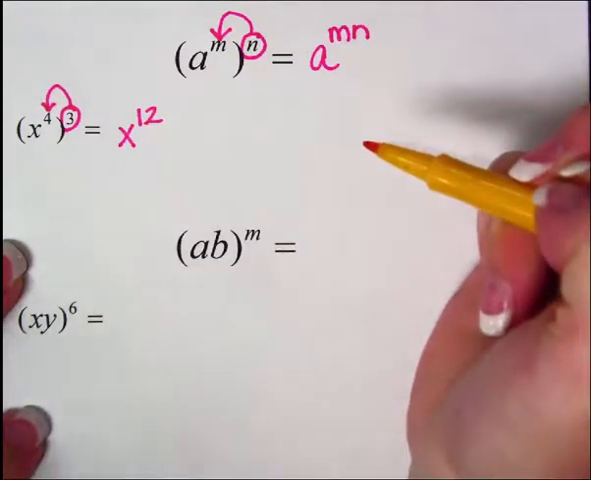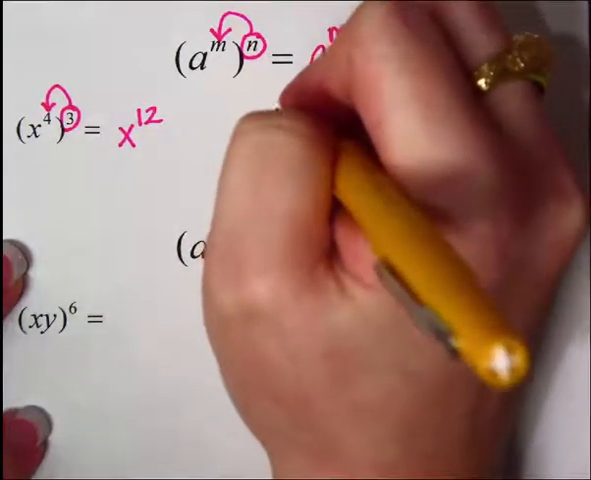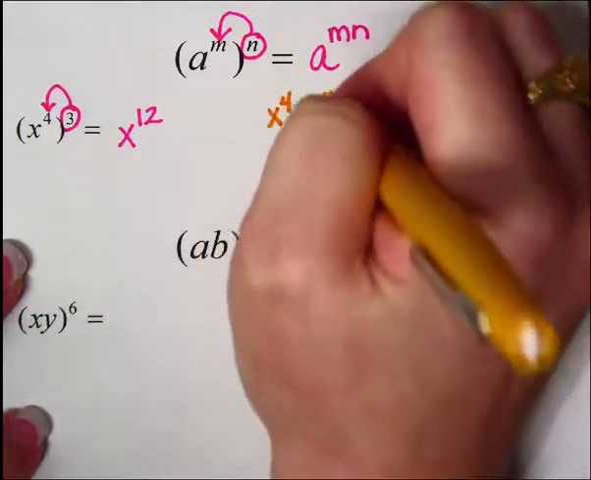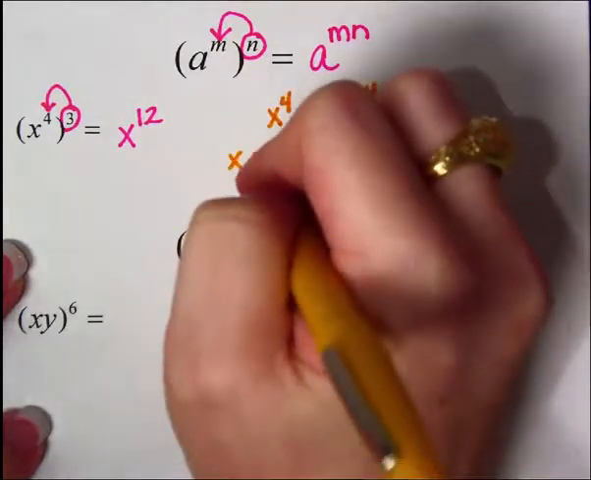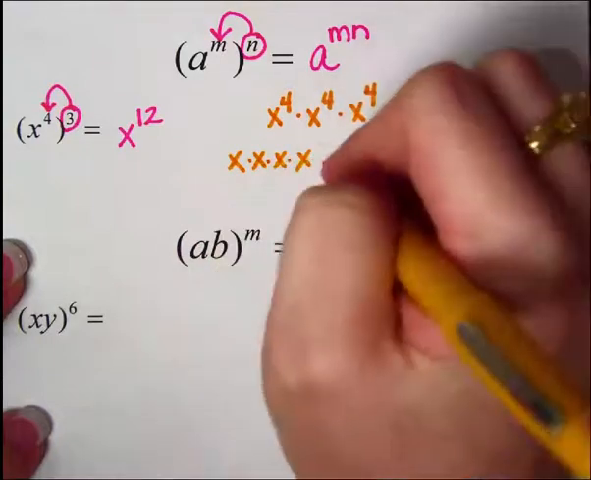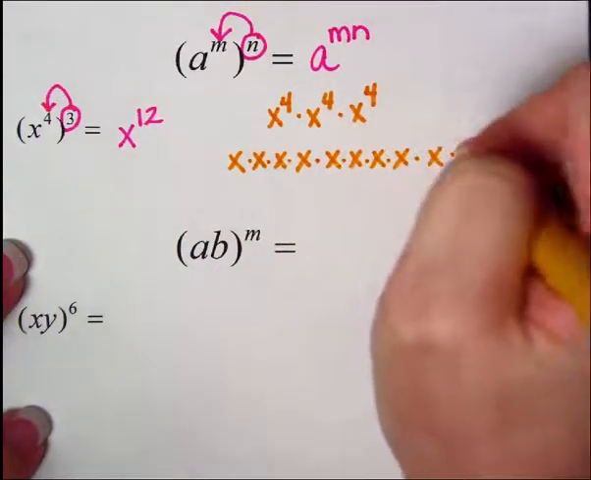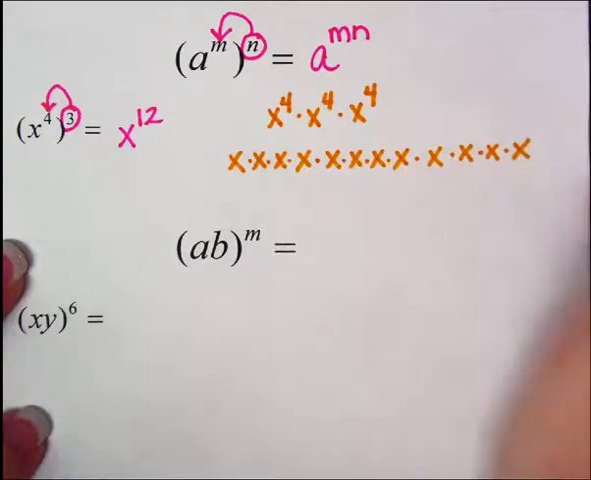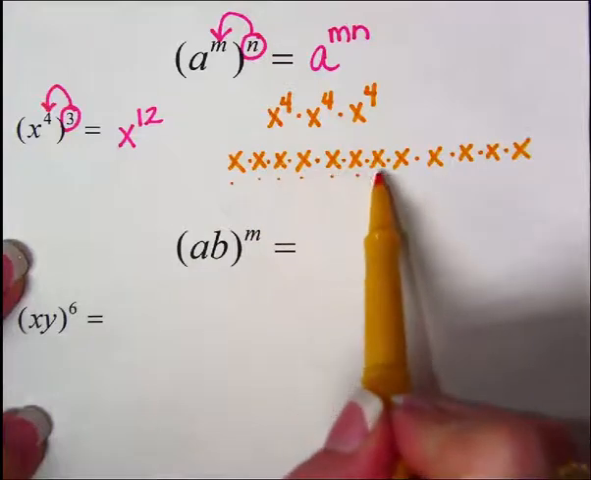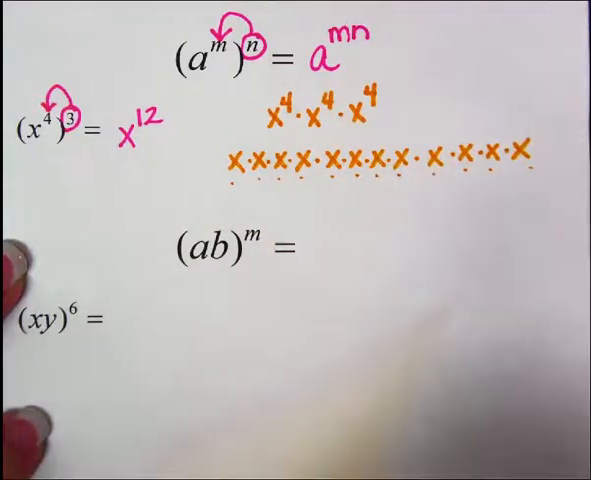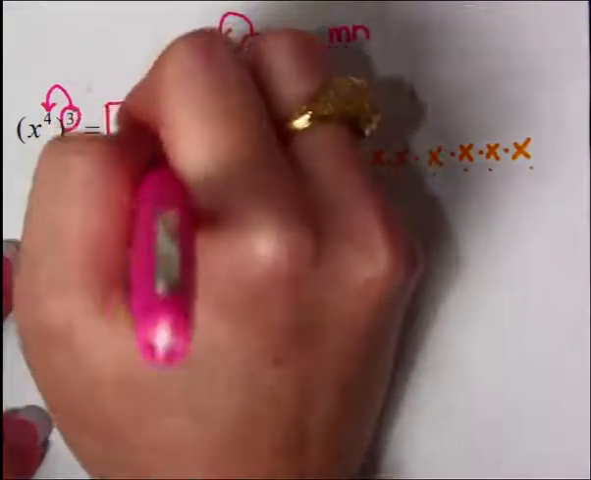So remember, x to the 4th raised to the 3rd power is just x to the 4th times x to the 4th times x to the 4th. So this is x times x times x times x, and then another 4 x's, and then another 4 x's. So how many total x's? 1, 2, 3, 4, 5, 6, 7, 8, 9, 10, 11, 12. So I still come up with x to the 12th power.